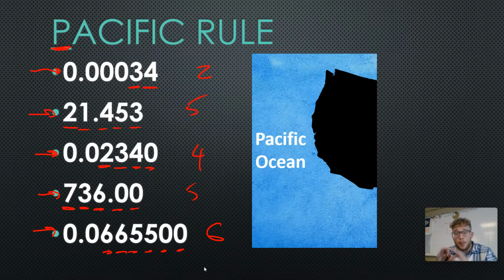Whenever there's a decimal point, you go from the Pacific Ocean side of the number, aka the left side, and you work your way from left to right. You look for your first non-zero digit, you hit it, everything after that is significant too. All right, so that's the Pacific rule.